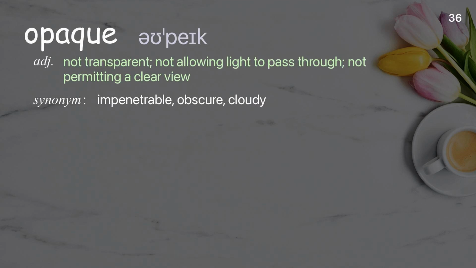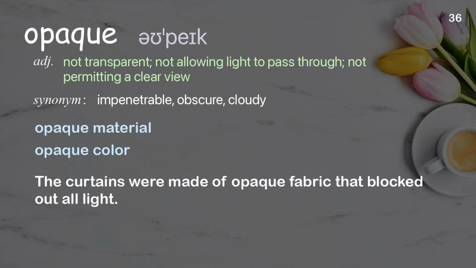Opaque. Not transparent, not allowing light to pass through, not permitting a clear view. Examples. Opaque material. Opaque color. The curtains were made of opaque fabric that blocked out all light.